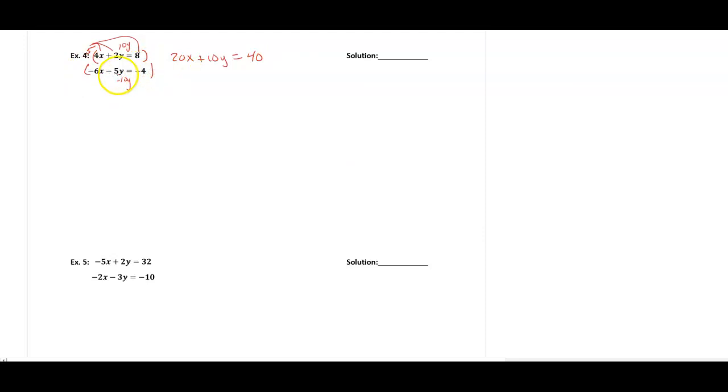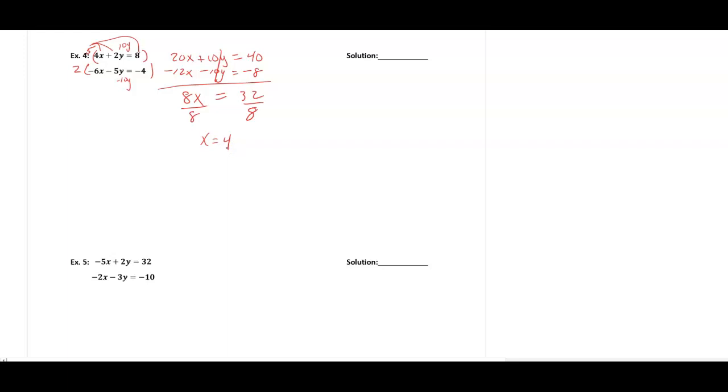Now, what can I multiply negative 5 by to make it negative 10y? And that would be 2. So 2 times negative 6x is negative 12x. 2 times negative 5y is minus 10y. 2 times negative 4 is negative 8. When I combine these, 20x minus 12x now is 8x. The y's eliminate. Equal 40 minus 8 is 32. Now I can divide by 8 to get x is equal to 4.